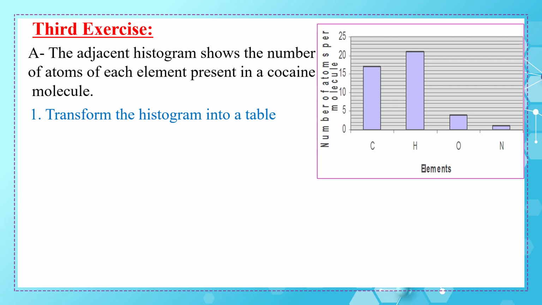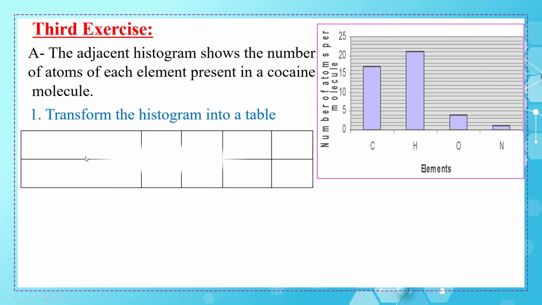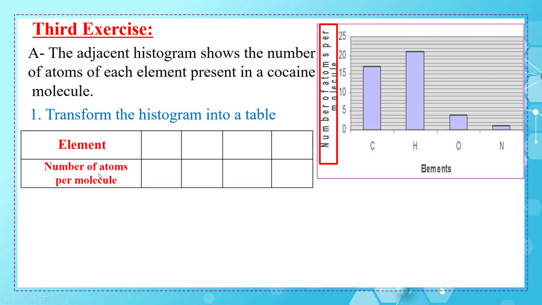Firstly, we draw the table. The first row in the table, what does it represent? The x-axis or the y-axis? Surely the x-axis. So we take the elements and put them here. The second row in the table represents the y-axis. What do we have on the y-axis? So we write number of atoms per molecule. Here we put the symbols of the elements.